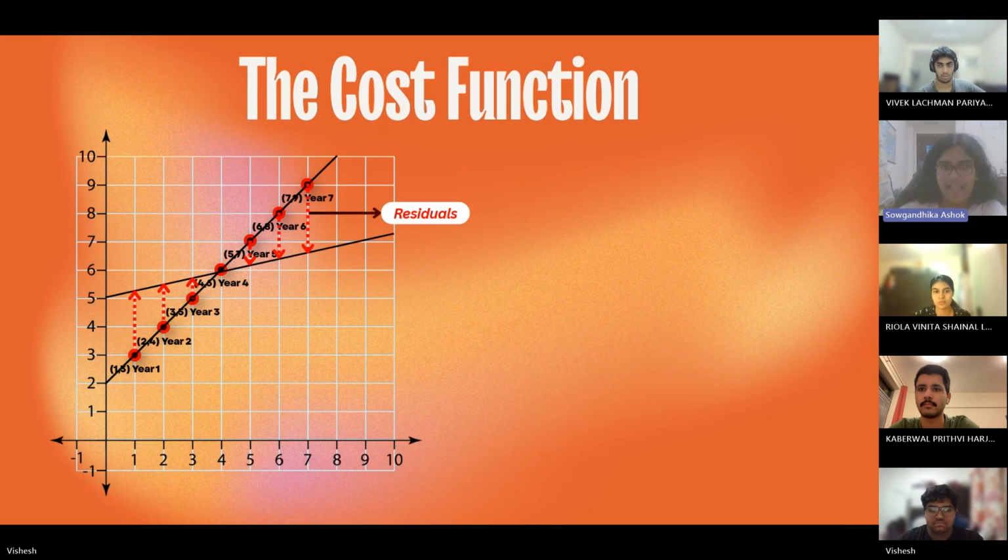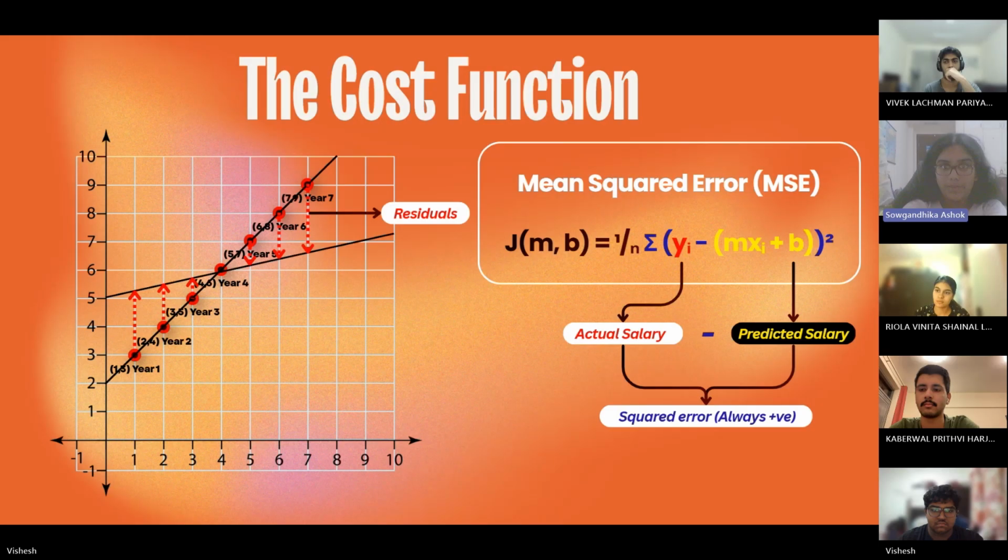But we can't just add the arrows. Some points sit above the line, as you can see, some below. They'd cancel out and give us 0, which is misleading. So what we do is square each error, making everything positive, then average them. That's the mean squared error, J of m and b. yi is the actual salary, m xi plus b is our prediction. Square the difference, average across n points.